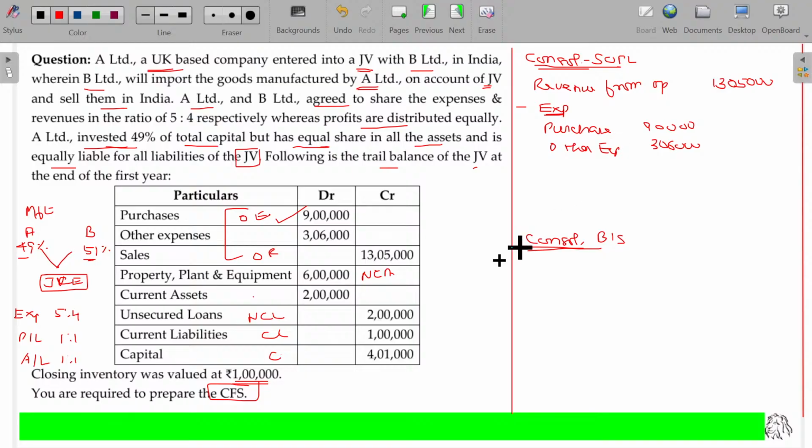Closing inventory was valued at rupees 1 lakh. Is there any opening inventory available? This is the first year, so definitely we don't have opening inventory. Changes in inventory should be adjusted here. Initial inventory is 0, closing inventory is 1 lakh. If the closing inventory is higher, this reduces the expenses, so you have to subtract it from the expenses. So the ultimate value here is 11 lakhs 6,000.